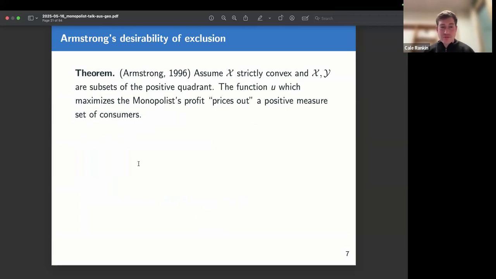Here's a theorem due to Armstrong. Assume in the setting from the previous slides, our set of consumers X is strictly convex, and our products are in the positive quadrant, two very reasonable assumptions. Then the function u, which maximizes the monopolist's profit, prices out a positive measure set of consumers. In economic terms, if your monopolist has correctly maximized their profit, then a positive measure set of consumers can't afford to buy a product. It's a kind of depressing fact, but it actually follows without too much work from just the statement of the model.